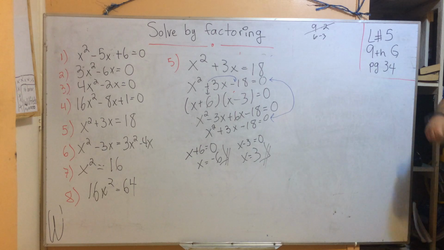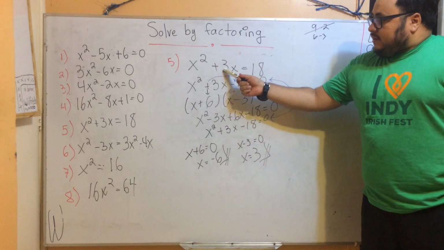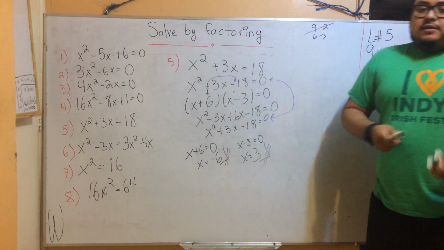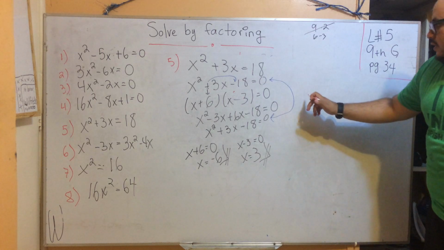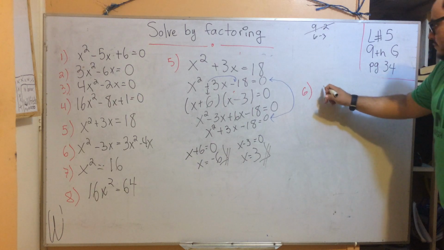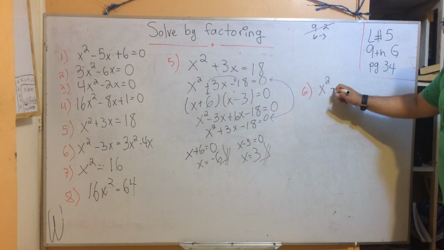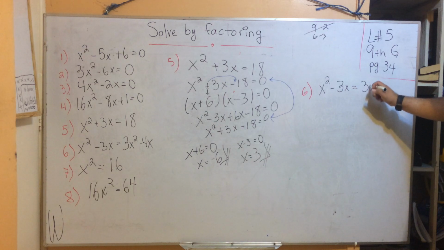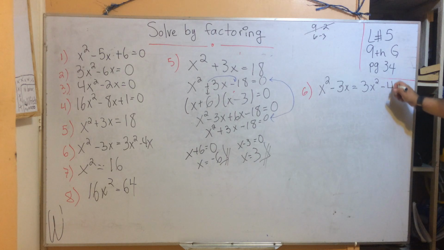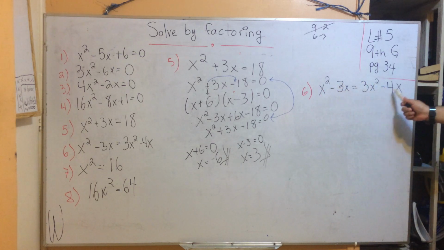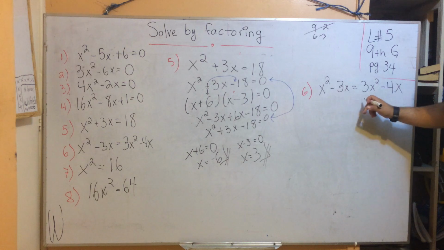So remember, we're looking for numbers that added give us the middle term, and multiplied give us the term C. Let's try number 6. Number 6 says x squared minus 3x equals 3x squared minus 4x. So what do we need to do? Squares with squares, linear with linear.